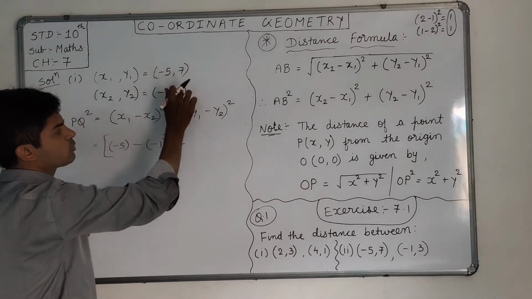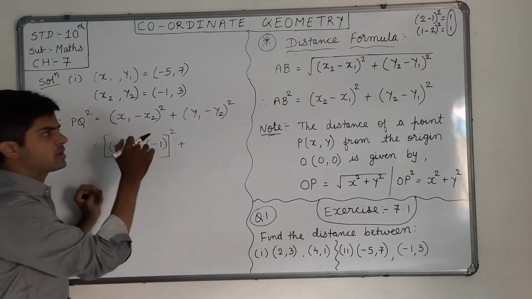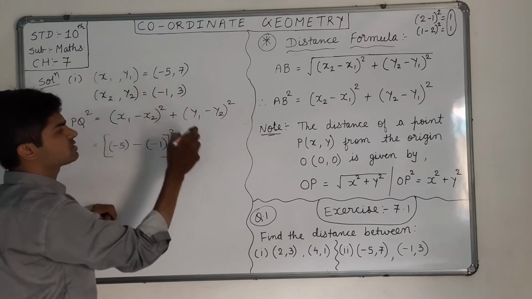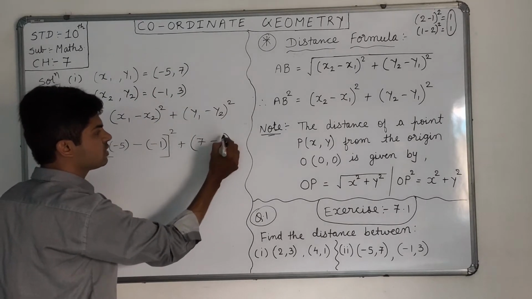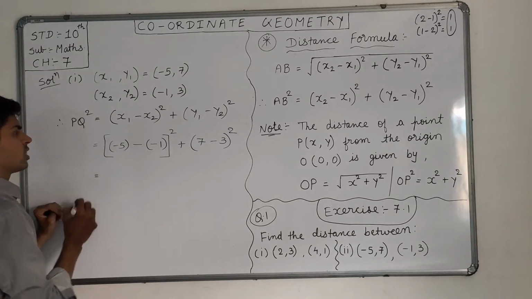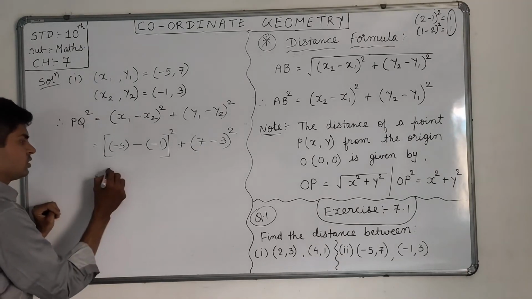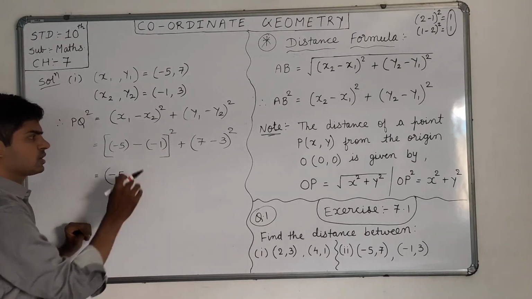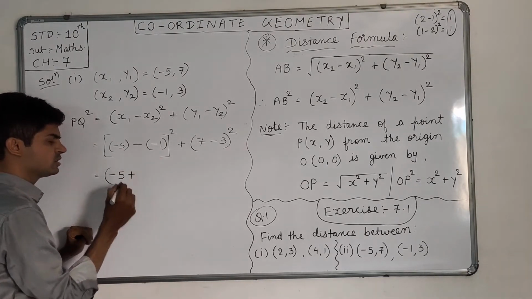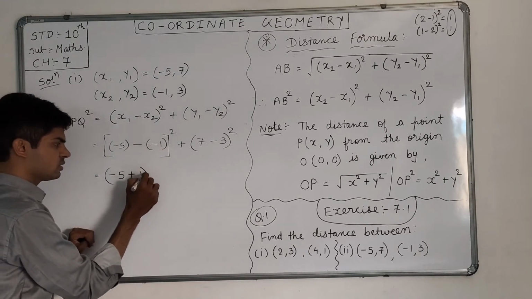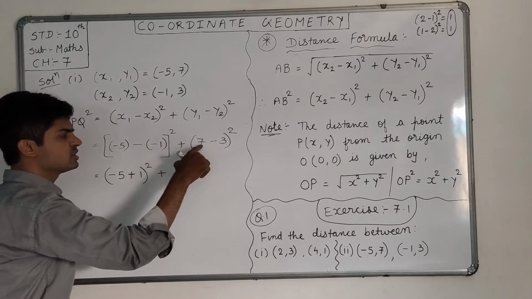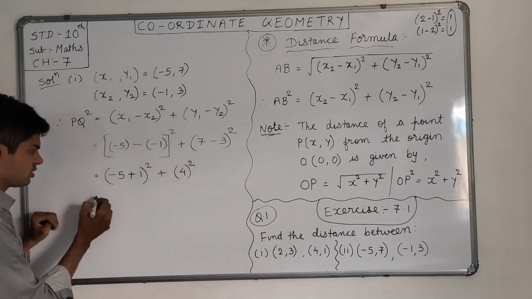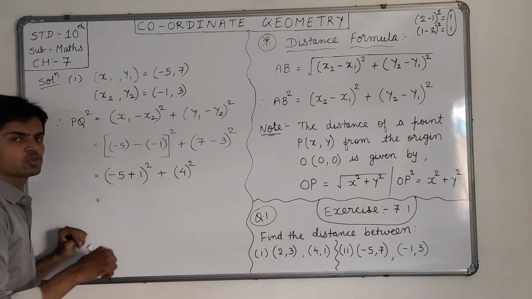Now these two values are positive, so no need to put brackets. y1 minus y2, y1 is 7 minus y2 is 3, so 7 minus 3 whole square. Okay, we are going to solve this. If we write minus 5 without bracket, then it will be minus 5 only. Minus plus. Now it will become 1 whole square plus 7 minus 3. 7 minus 3 means 4 square. Understood?